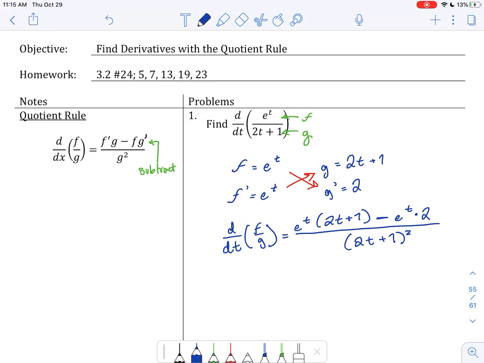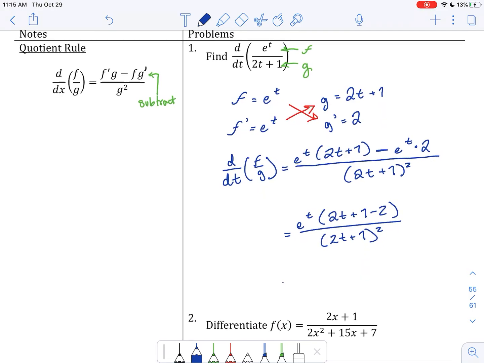Now all you need to do is a little simplification. What I would do in this case is I noticed that there is an e to the t in both parts of the numerator, so I would factor that. And then I'm left with 2t plus 1 from the first term minus 2 from the second, all over 2t plus 1 squared. Remember, we always want to leave our fractions in factored form in case we can simplify anything out. And then e to the t times 2t minus 1 over 2t plus 1 squared. And unfortunately, those terms don't cancel out, so we just leave it like that.